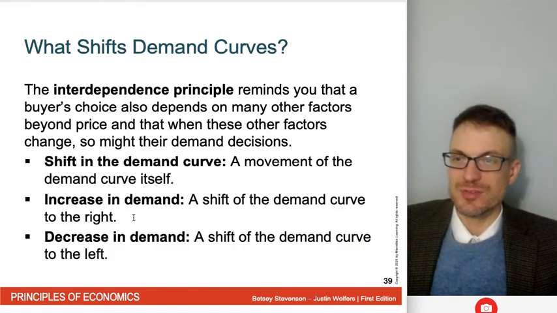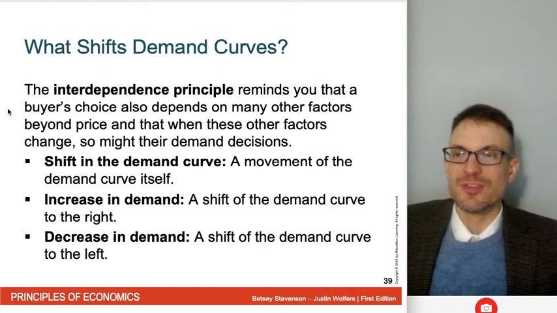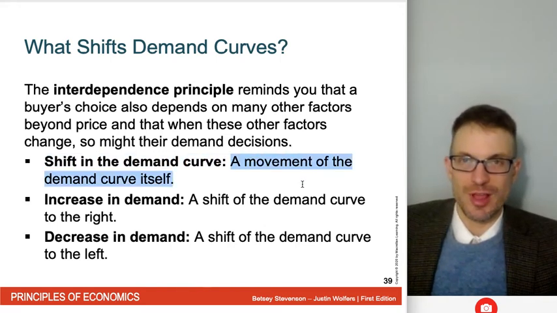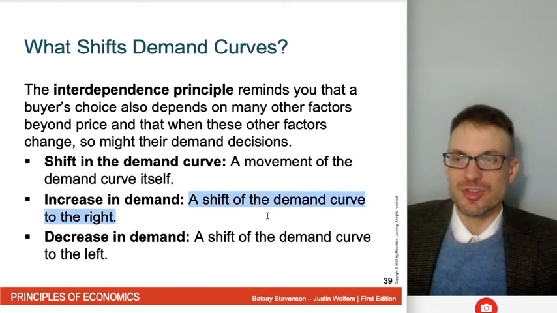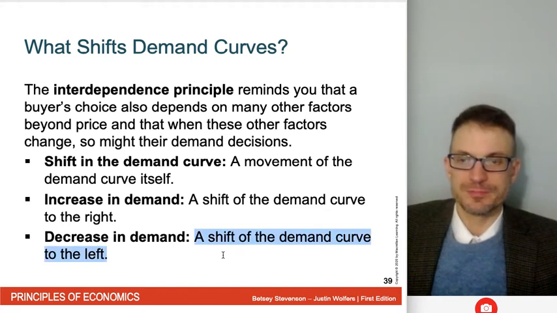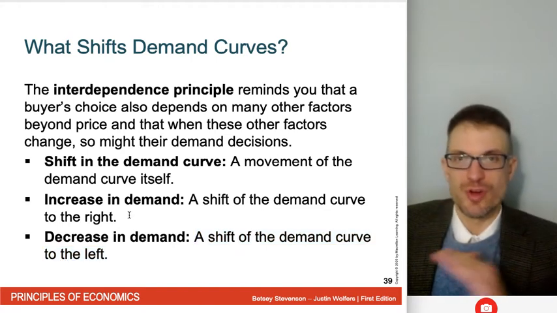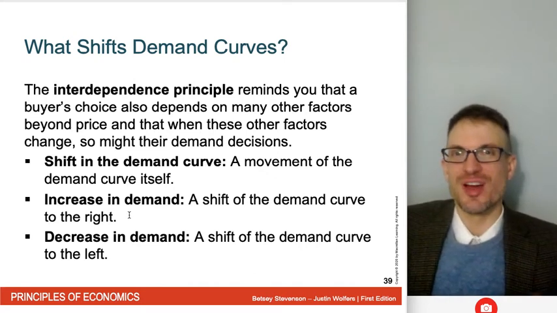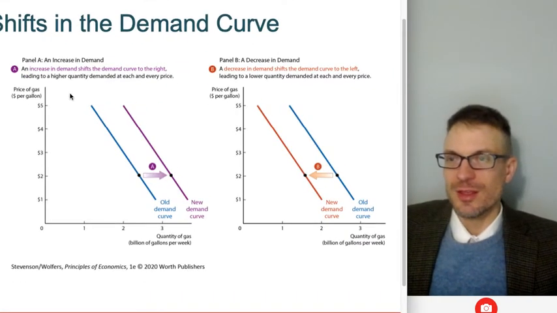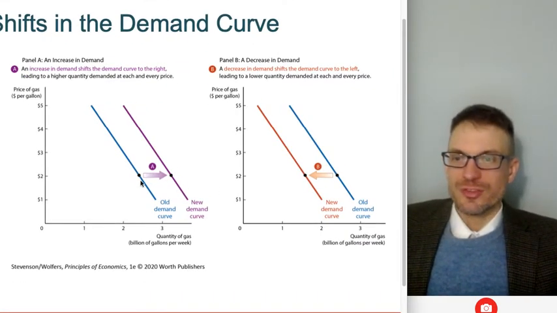What shifts demand curves? We want to remember the interdependence principle, which I haven't been talking about to this point. The interdependence principle reminds us buyers' choices depend on many other factors. So remember, a shift in the demand curve is a movement of the demand curve itself. An increase in demand is going to be a shift of the demand curve to the right. A decrease in demand is going to be a shift of the demand curve to the left. Right? So if we have an increase in demand, we're going to draw a rightward shift. If we have a decrease in demand, we're going to draw a leftward shift. All right, so here are our pictures. So we have an increase in demand. That's a rightward shift. And notice what's happened.